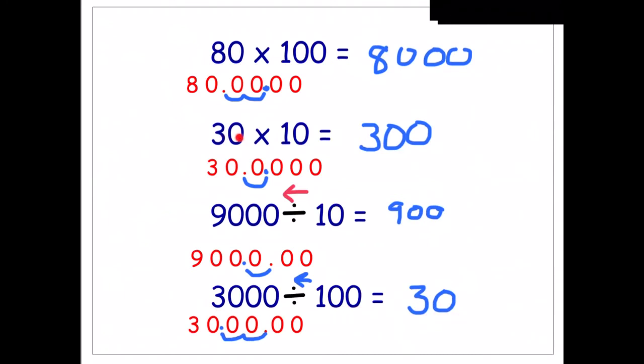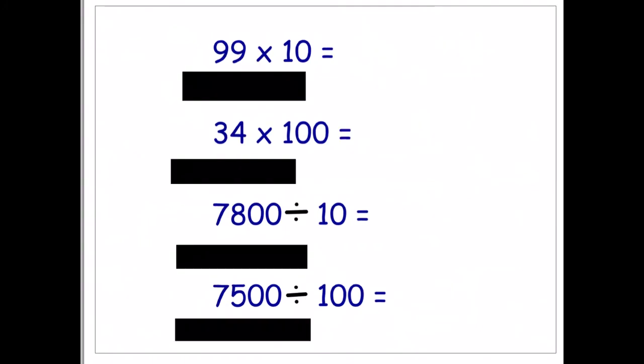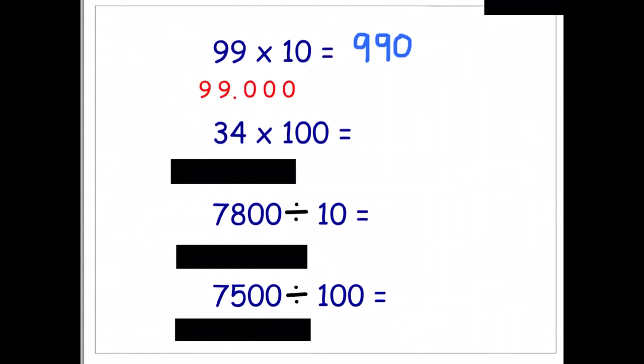But keep in mind, that method of adding zeros or subtracting zeros only works when there's no decimals involved. First question, 99 times 100. So like we already talked about, we can just simply add on a 0 to give me 990. And let's look at why that is the case. Because 99 is just 99.000. You're moving that decimal point one place to the right. With multiplying, we move the decimal to the right.